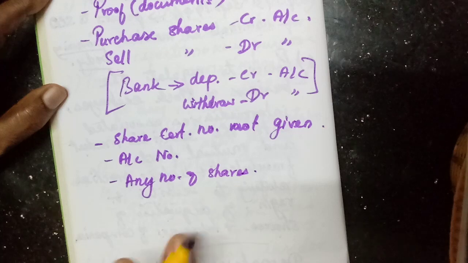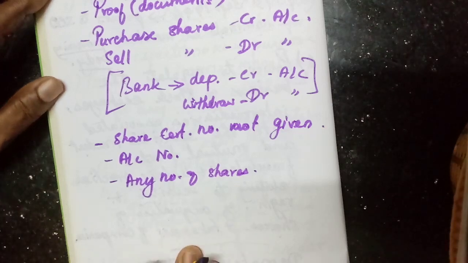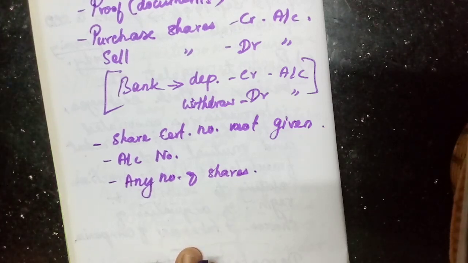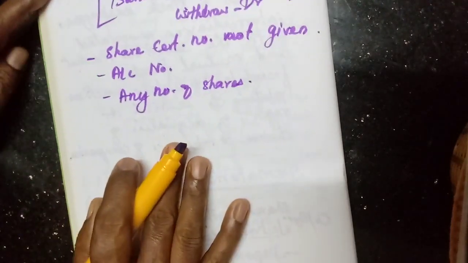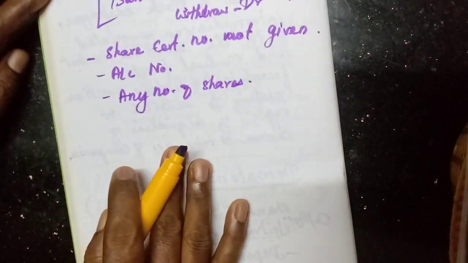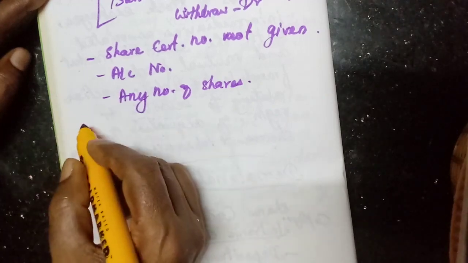I think there was some restriction in the number of shares to be purchased in that paper form, the certificate form. But here there is no restriction. Any number of shares can be purchased and sold.